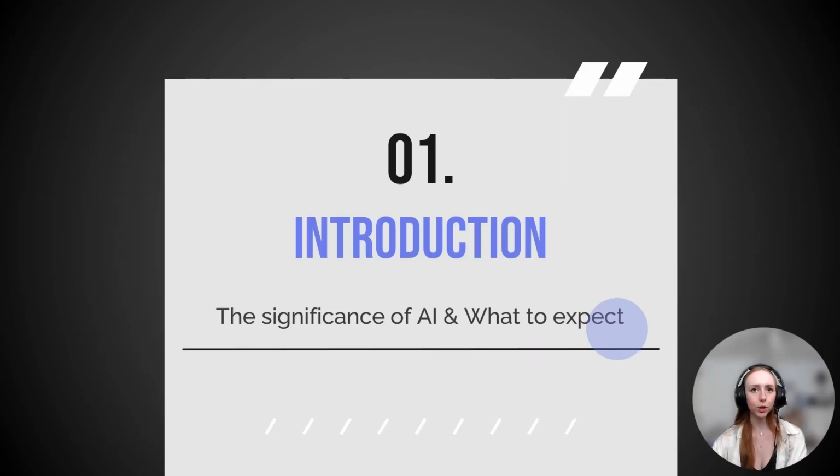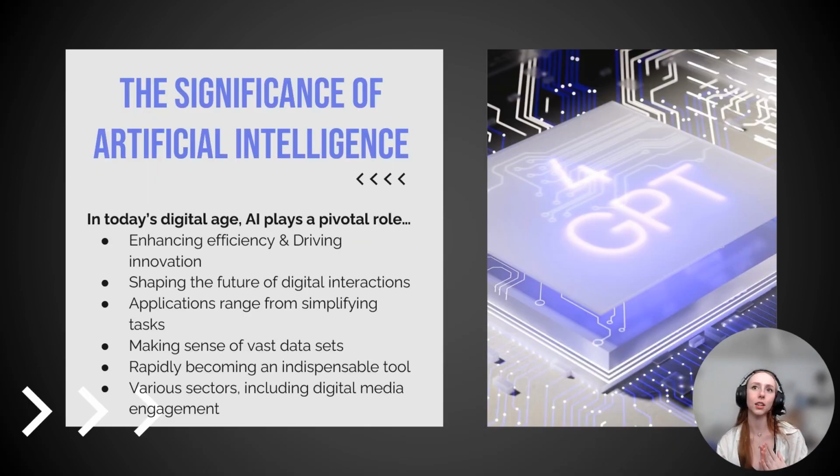So in this first part, we're just going to be introducing the significance of artificial intelligence in our current age and what to expect. So in today's digital age, AI plays a pivotal role in enhancing efficiency, driving innovation, and shaping the future of digital interactions. Its applications range from simplifying tasks to making sense of vast data sets, and it's rapidly becoming an indispensable tool in various sectors, including digital media engagement.